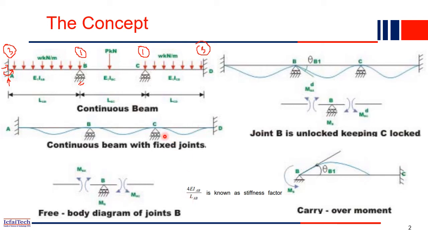L is the length of the span. L will be varying, right? Each span may have different L, different E, different I. So each span will have a different stiffness vector. The stiffness vectors are very much important. We'll see how these things are actually considered.